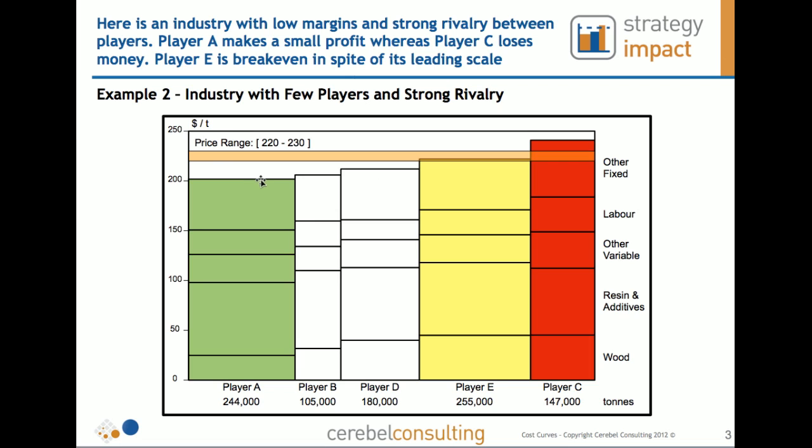You can see also that those players are going to compete much more than in the previous one, where there is significant profit to be made. Also to notice is that we've taken out any numbers on these cost curves to make it easier to read. And you can see that you can still have a narrative around what's happening in the industry, even without numbers here in the middle.